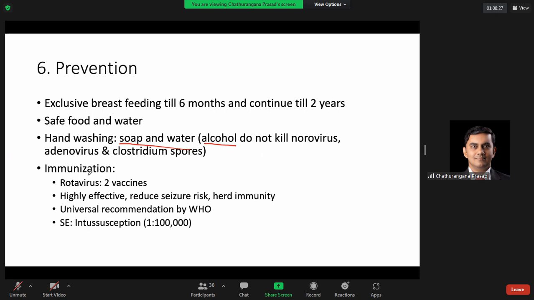Immunization: now the rotaviral vaccine is available in the private sector. It's an oral live attenuated virus vaccine. It's given at 2 months and 4 months, 2 doses. It definitely reduces rotaviral diarrhea, reducing the incidence of diarrhea up to 1 year. There's a rare side effect of intussusception. But unfortunately, this is not available in the government sector.